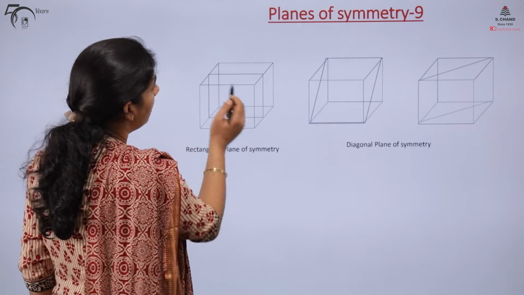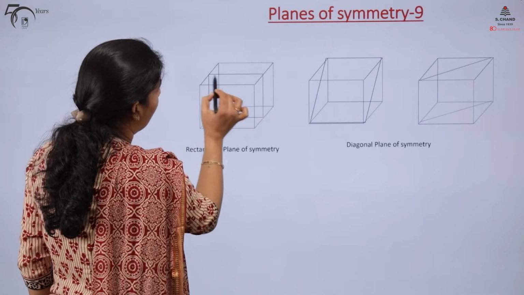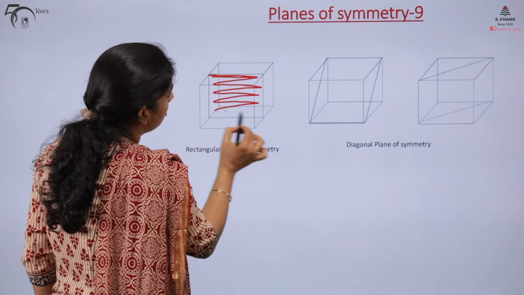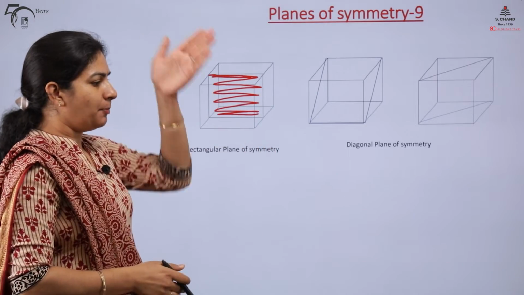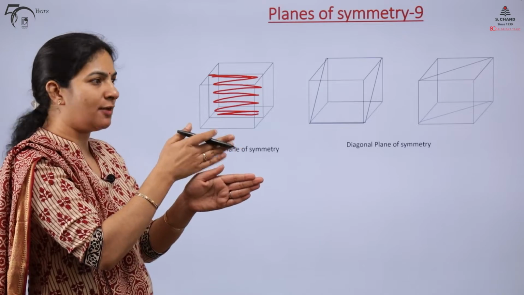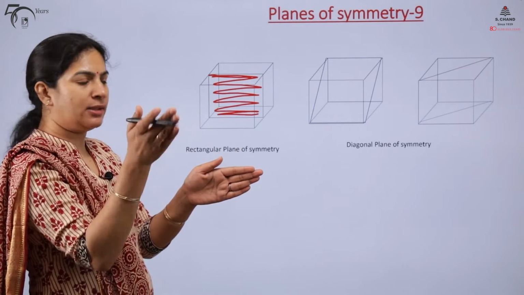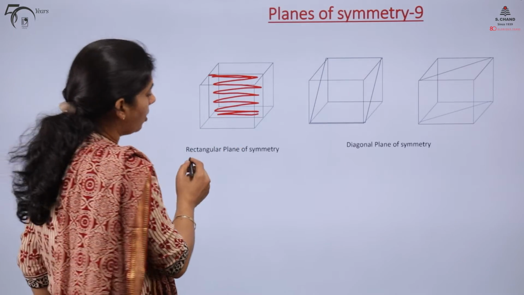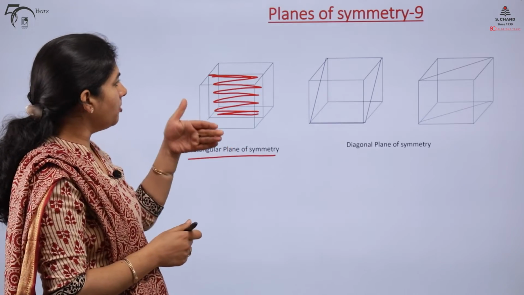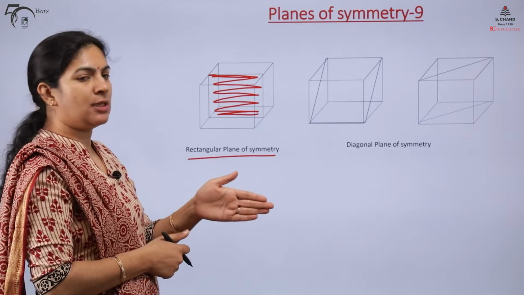So, we can see here also that if we take a plane. What is a plane? I'm talking about this plane. If you put a plate in between, right in the center of the cube, it will divide the cube into two identical halves. So this is called a rectangular plane of symmetry, since it is formed by cutting the faces through the center.